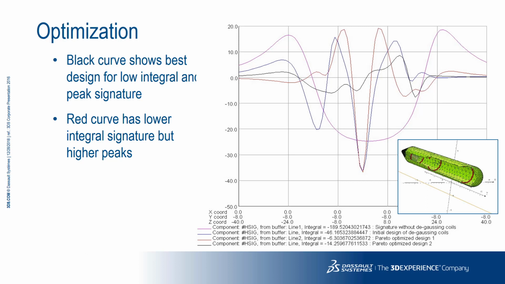Here we see an optimization study. It's a simple example model of a pressure hull with degaussing coils. The axial position of coils can be varied. The total current that can be supplied is constrained. The black curve shows the best design for low integral and peak signature. The red curve has a low integral signature but higher peaks.